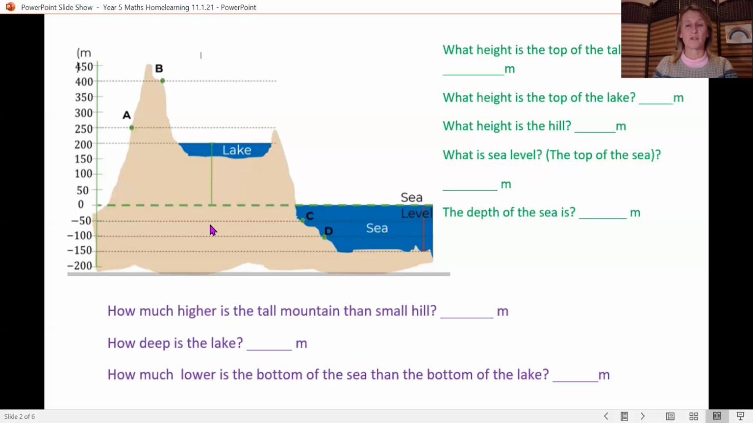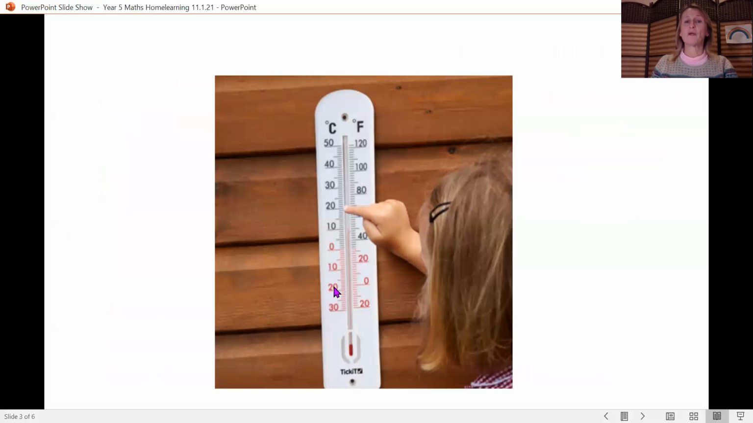Okay, those are challenge questions. Now we know what this is. This is the thermometer that sits at the front of our classroom. We've got a really big one, and Kaiden looks after it for us. Every time it falls off, Kaiden picks it back up again. So here we go. That's a thermometer.